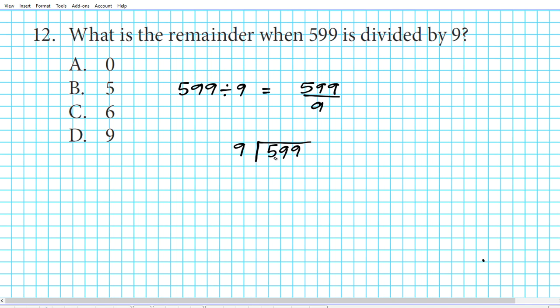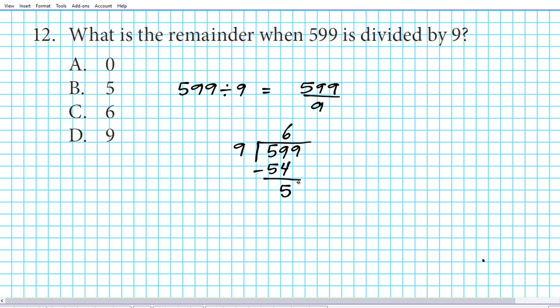How many times does 9 go into 5? 9 doesn't go into 5, so we take a look at the next digit. We group these two together, 59. How many times does 9 go into 59? Our 9 times table will reveal that 9 goes into 59 6 times. 6 times 9 is 54. So subtract that factor. The biggest factor that's smaller than 59 is 54. You subtract that factor out.